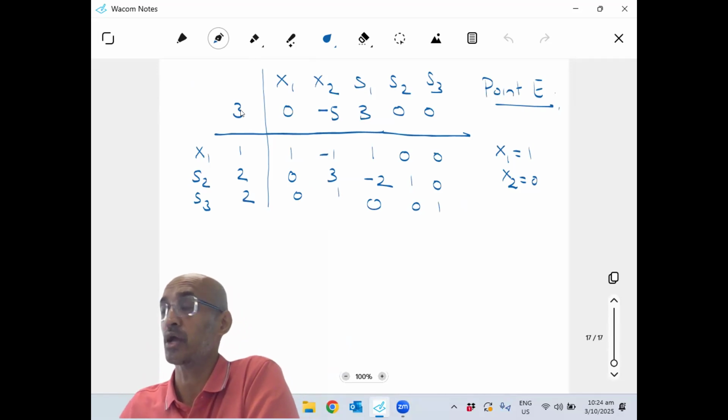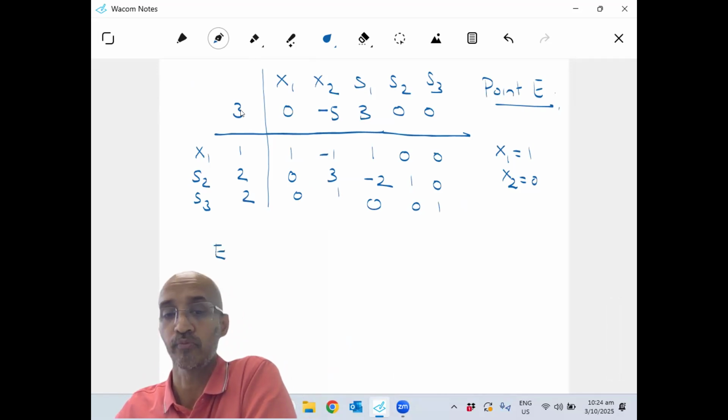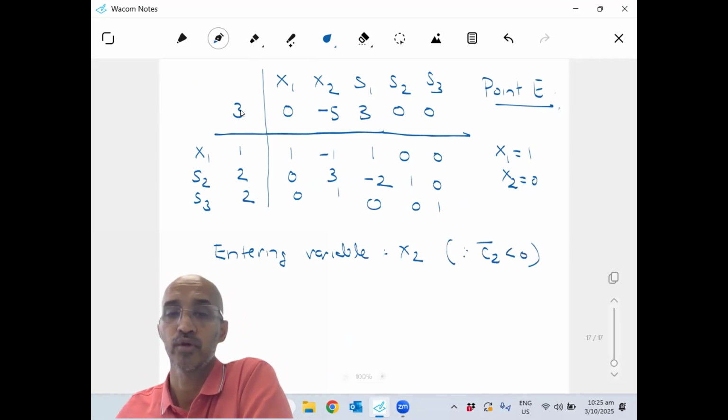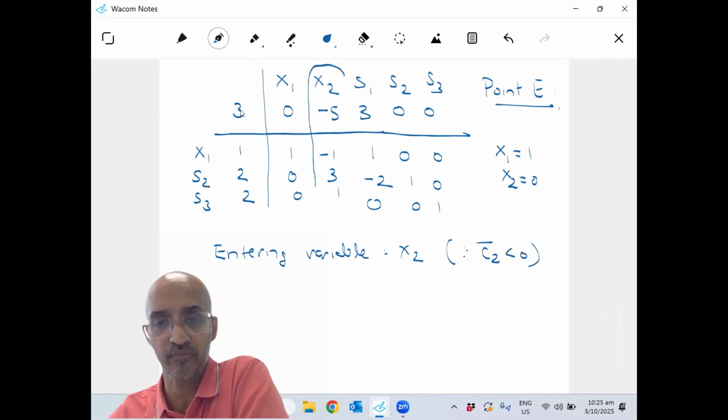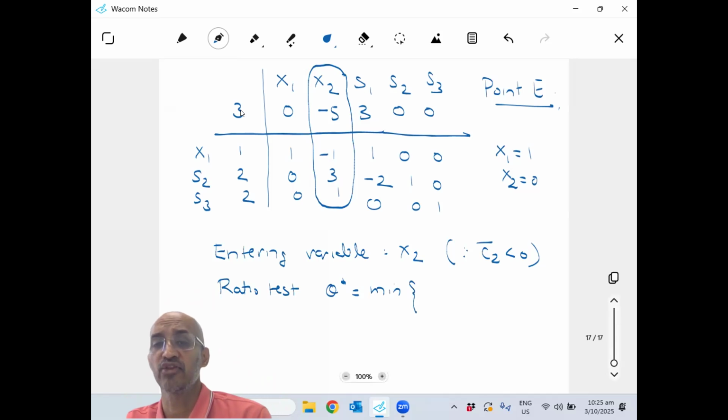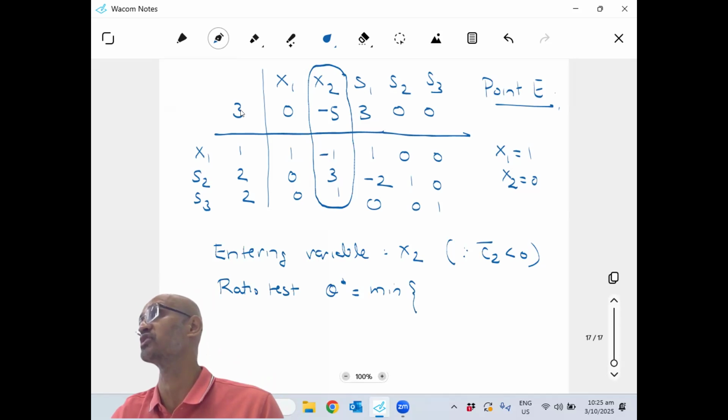Now we need to repeat. So what should be my next entering variable? X2. Why? Because X2 has a negative reduced cost. So if X2 enters my basis, to find my leaving variable I have to do my ratio test. What's my ratio test? I do theta star, minimum of, now there is a -1 here. So -1 will not count, I have to do the ratio test only with the positive entries.